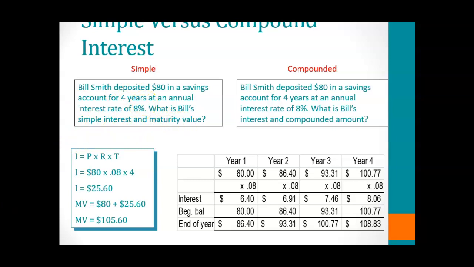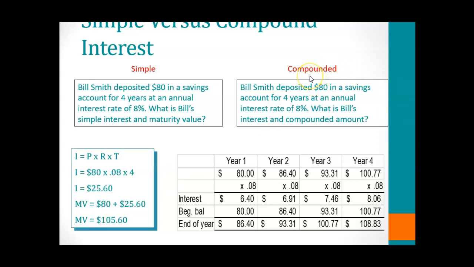Well, with simple interest, interest is principal times rate times time. So it'll be $80 times the rate of 8% times 4 years. You will earn an interest amount of $25.60. If you add the interest earned to the amount invested, the maturity value will be $105.60.